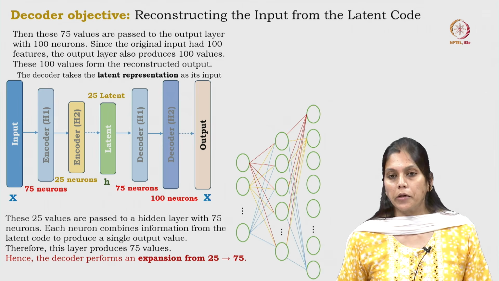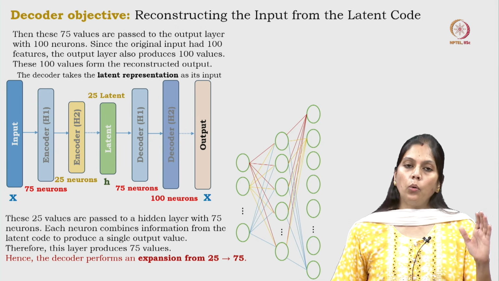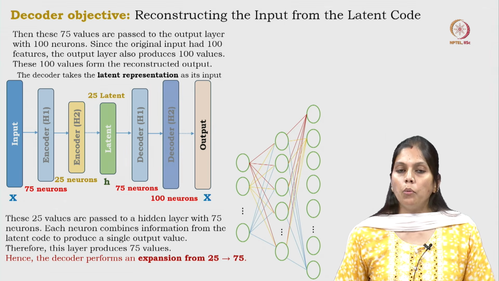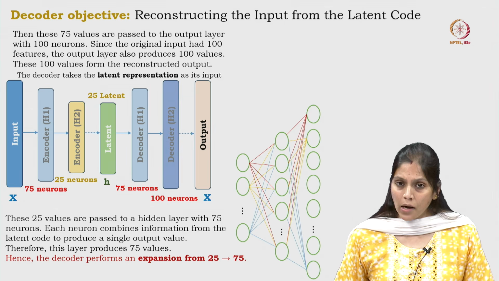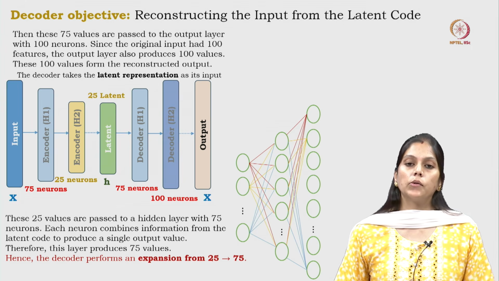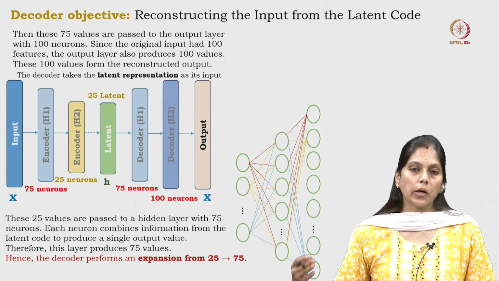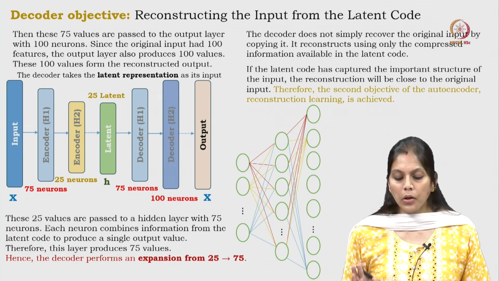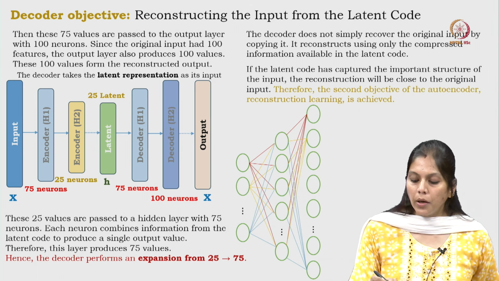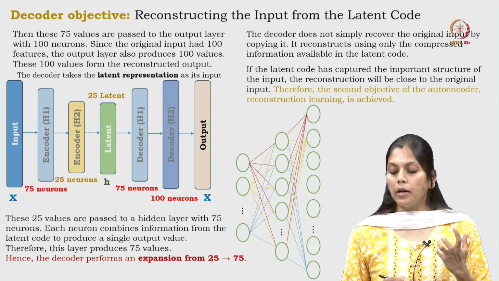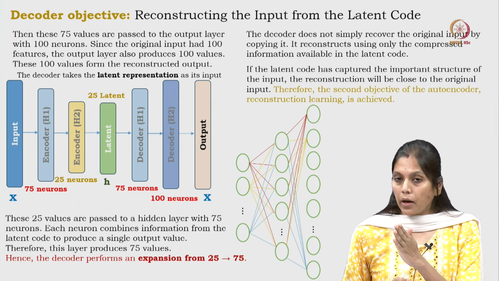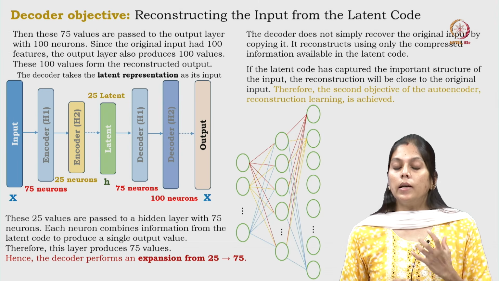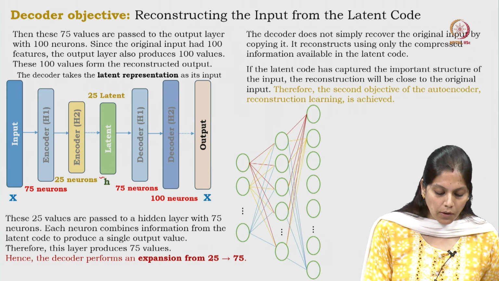The decoder's aim is reconstructing. How is it reconstructing? Progressively you are increasing the number of neurons at a hidden layer, and whatever output you obtain from the last layer is the reconstructed input or reconstructed data, which is the same as your original input. So what is the ultimate aim of a decoder? The decoder is not simply recovering the original input by copying the values. We have nowhere copied the values. We have reconstructed using this compressed information, right?